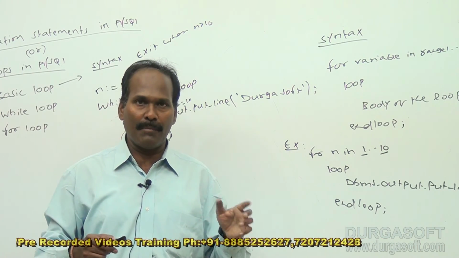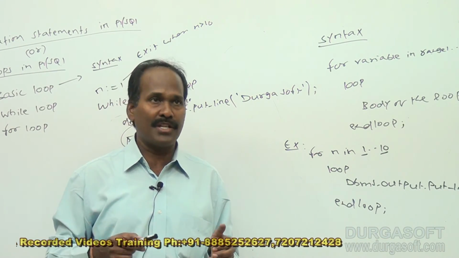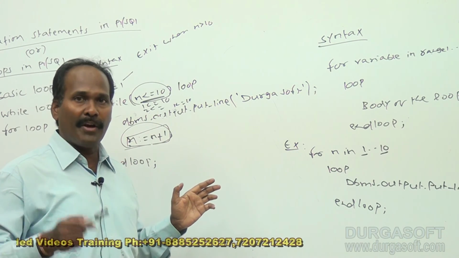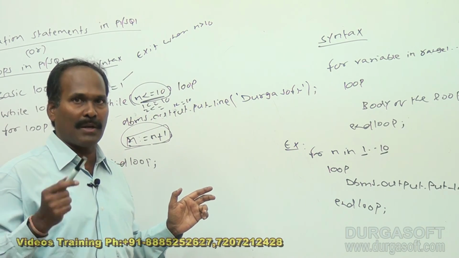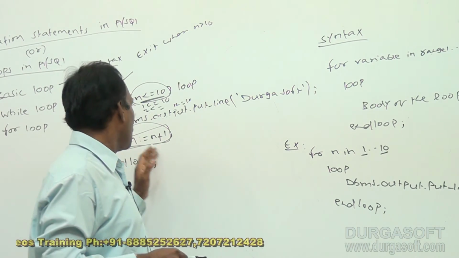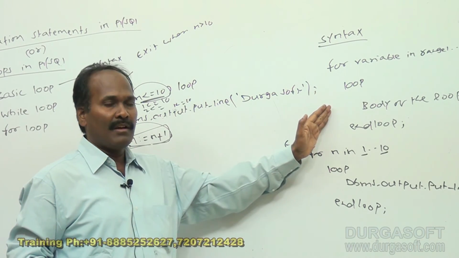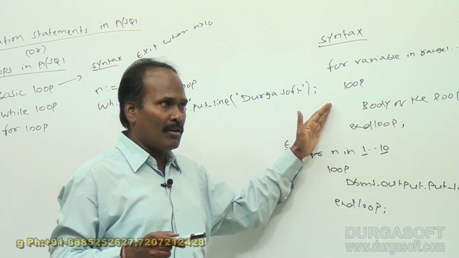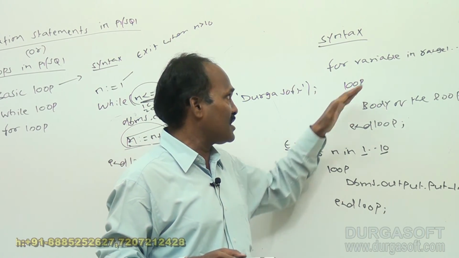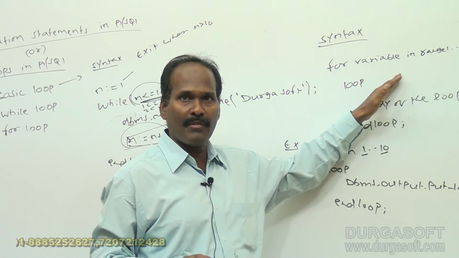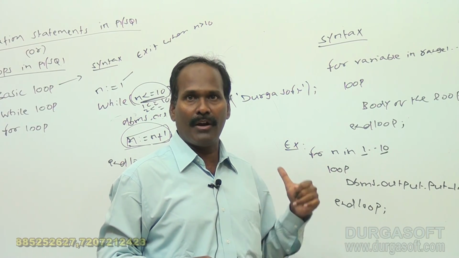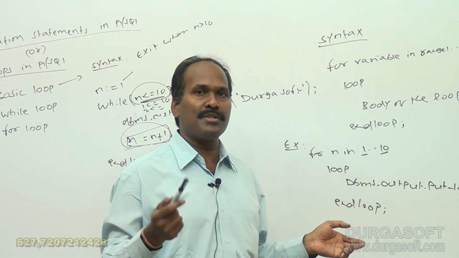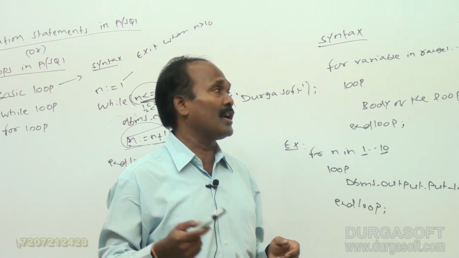When you don't know the number of times the body of the loop executes, use the while loop. Once again I will repeat: when you don't know the number of iterations, cycles or executions, use the while loop. When you know the number of iterations, use the for loop. Depending upon requirement, you may use either the for loop or the while loop.